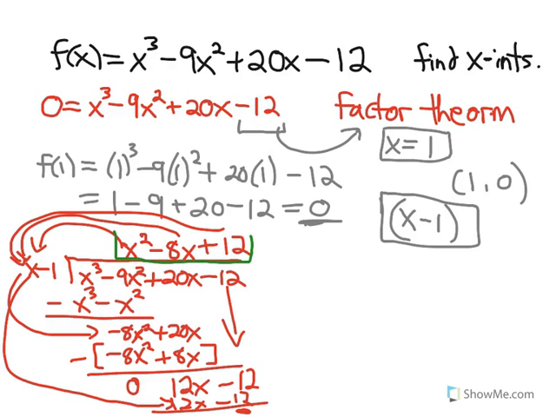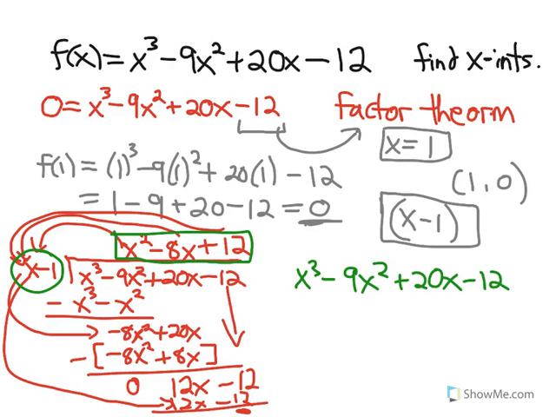And this is our result when we divide x minus 1, which again, we know x minus 1 is a factor because we plugged in 1 for x and got 0. So we can now say that our initial function, x cubed minus 9x squared plus 20x minus 12, can be rewritten as x minus 1 into x squared minus 8x plus 12. This is the same expression. We've just used long division to get it in factored form here.